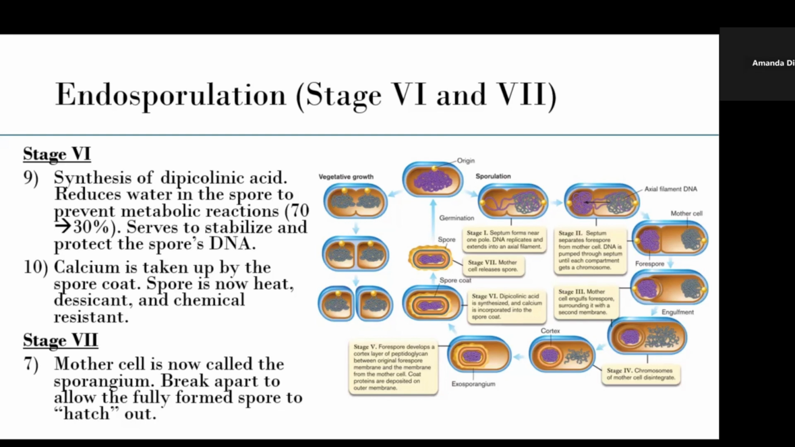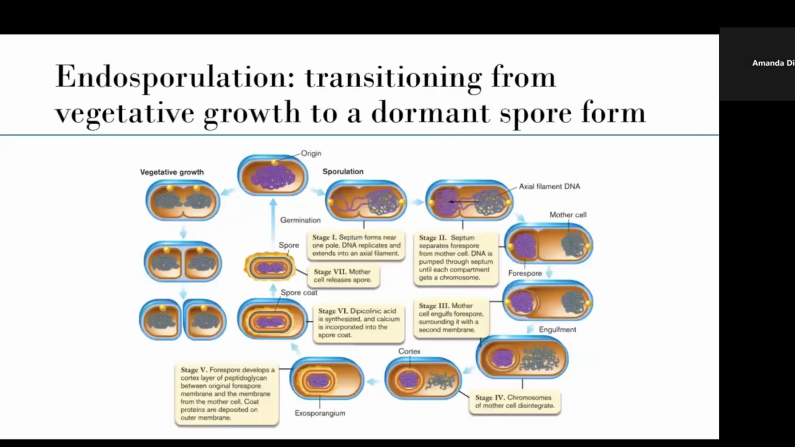And then in stage 7, the mother cell begins to break apart. It has completely done everything it needs to coat and protect this little spore. And so the mother cell breaks apart and releases the spore. And now that spore can live wherever it is. Live is a very loose term. It can survive wherever it is for 50, 100 years, potentially longer. And basically nothing can touch it until the conditions are good again, and then it can germinate out and become a dividing vegetative cell again.